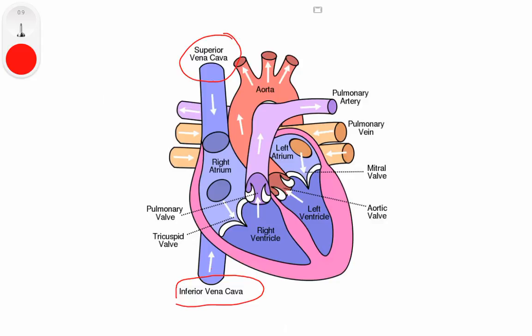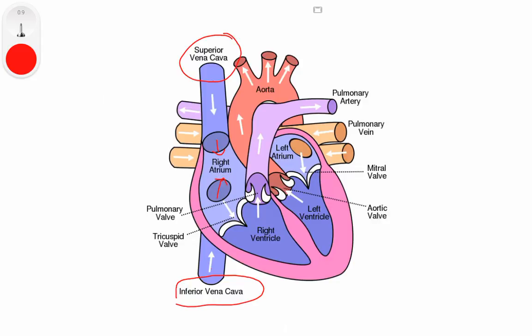Note, they are veins, so they carry deoxygenated blood that has already delivered oxygen to the body. They return that blood to the heart. They carry deoxygenated blood, and you can see the blood comes into the right atrium. This one is from the superior vena cava, and this one is from the inferior vena cava, and it comes into the right atrium.